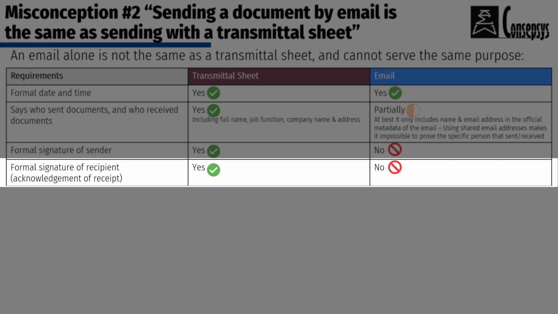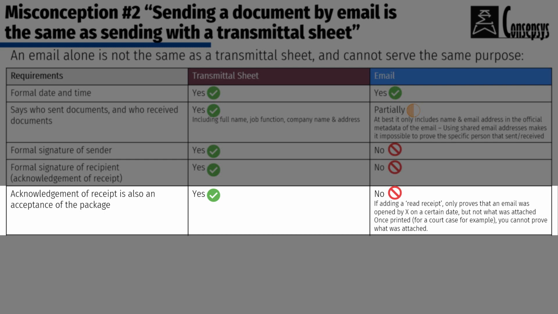Formal signature of the recipient in the form of an acknowledgement of receipt, signed on the transmittal. This is covered by the transmittal sheet, but not by the email. One of the requirements is that the acknowledgement of receipt is also an acceptance of the document package. The transmittal sheet provides that because the recipient will only sign the acknowledgement of receipt once they have checked the incoming package and they agree that it is acceptable from the document control standpoint.